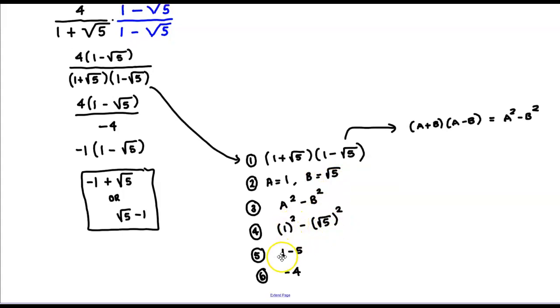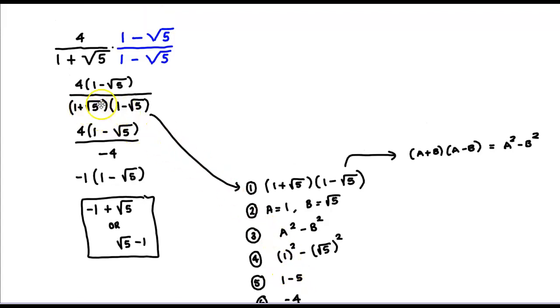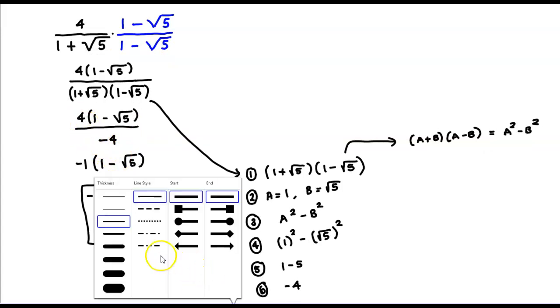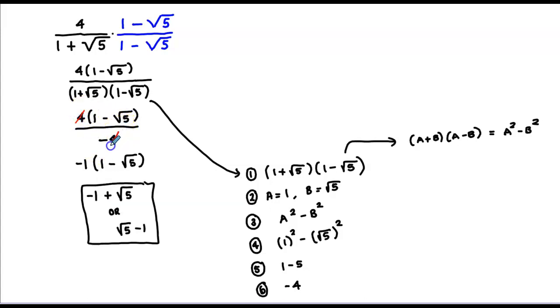Now, 1 squared is going to equal 1. And then the square root of 5 squared is going to equal 5. So we end up getting 1 minus 5, which gives us a number of negative 4. So what happened is that when we multiply these two together, we end up getting a number. We've gotten rid of the radical signs. So now we have 4 times 1 minus the square root of 5 divided by negative 4. And if you notice here, we can actually simplify the 4's. And we end up getting a negative 1.